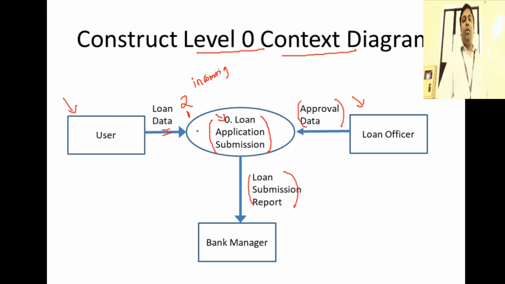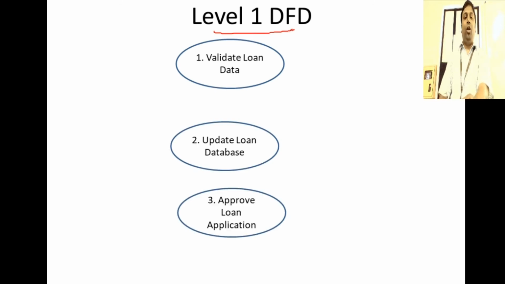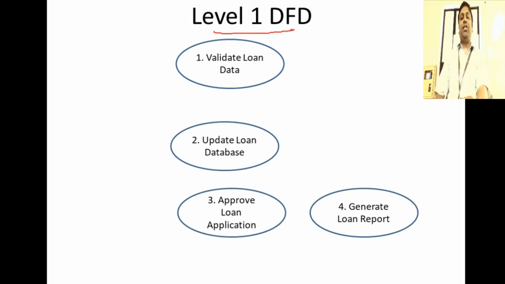Next is how to decompose this process. So I have decomposed it like this. So that becomes our level 1 DFD. From level 0, now we'll construct another level that is level 1. That is decomposition of level 0 like this. Validate loan data, update loan database, approve loan application, generate loan report.